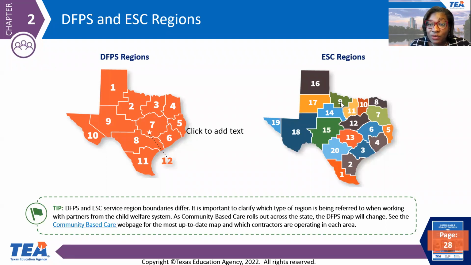So in ESC regions, we have 20 regions. So make sure, or hopefully everyone on here knows who their ESC region is. So remember at the bottom, we provide green flags, and those green flags are tips. We want to make sure you understand those tips for understanding the information that is provided for you. The tip on this page is on page 28. So it explains more about our DFPS and our ESC regions.